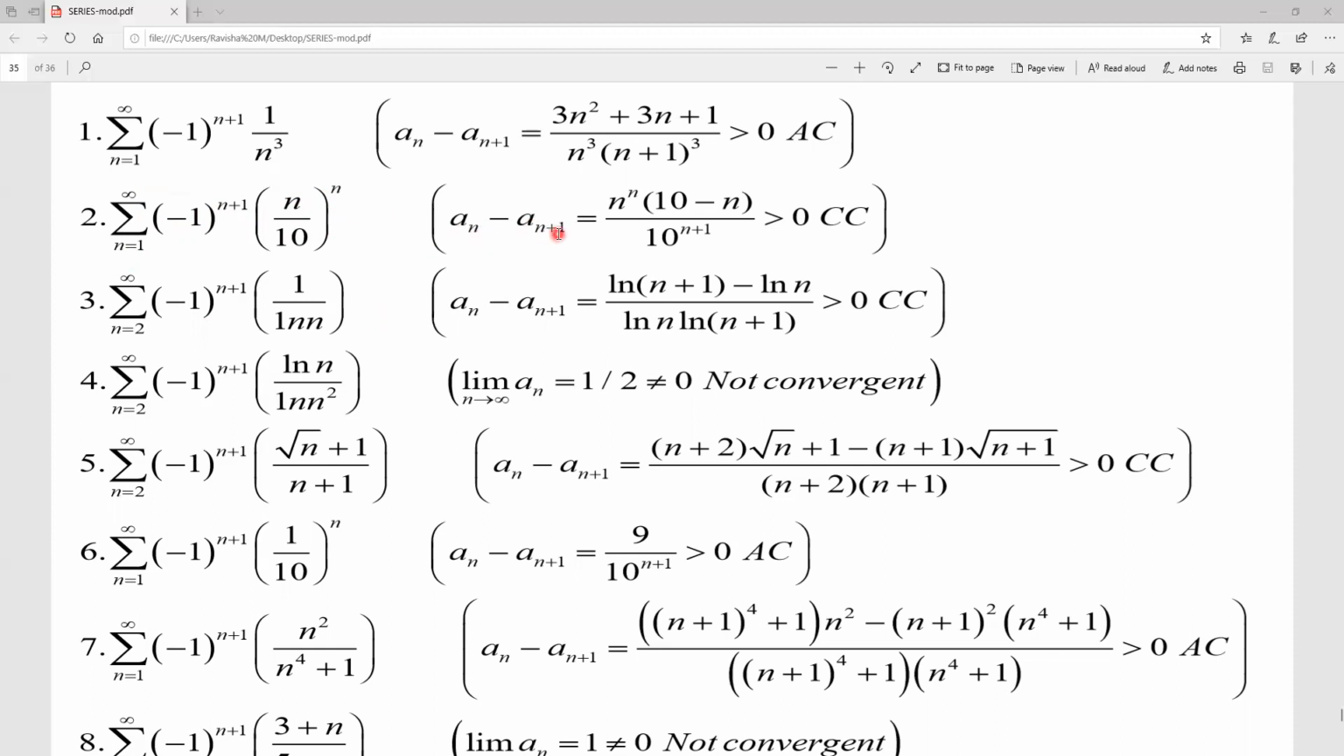a_n minus a_(n+1). After simplifying, we have n to the power n into 10 minus n by 10 to the power n+1. So this is bigger when compared to this, and anyway this is a positive term. Therefore, the second condition is also verified. Let us move to the third condition.